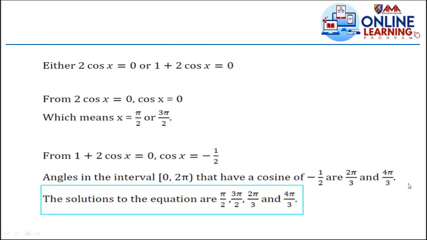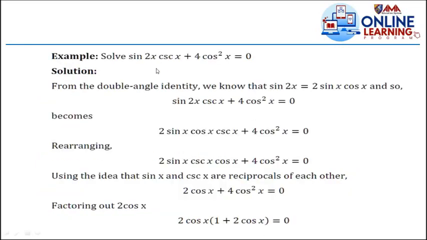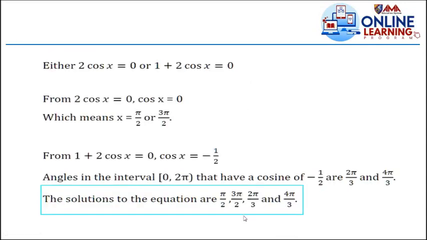Or 4 times 180 is 720, 720 divided by 3 is 240 degrees. So that's our answer. Okay? So the solutions to the equation are pi all over 2, 3 pi all over 2, 2 pi all over 3, and 4 pi all over 3. So these are the values for our equation sine 2x cosecant x plus 4 cosine squared x is equal to 0. So that's our answer.